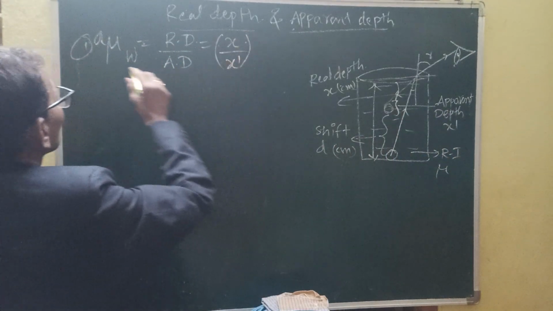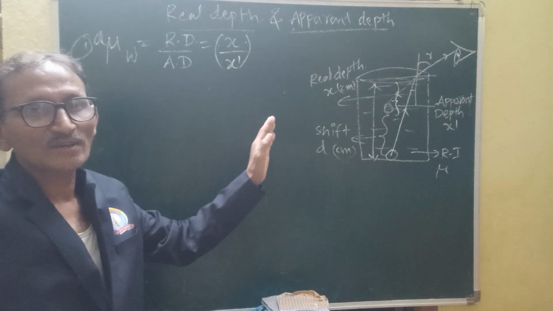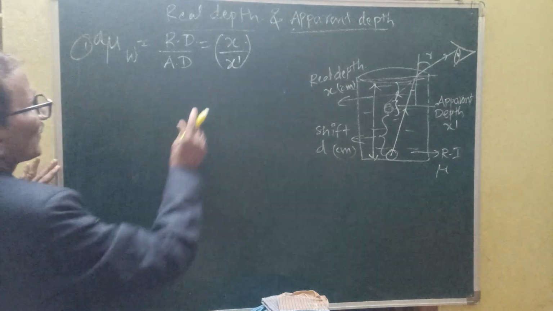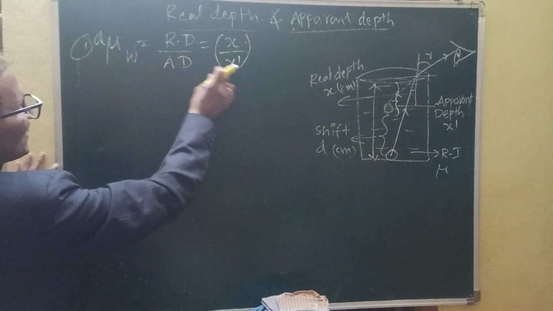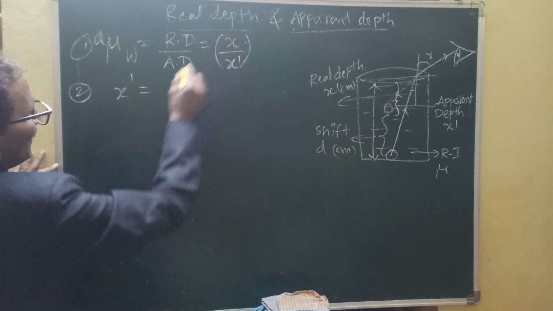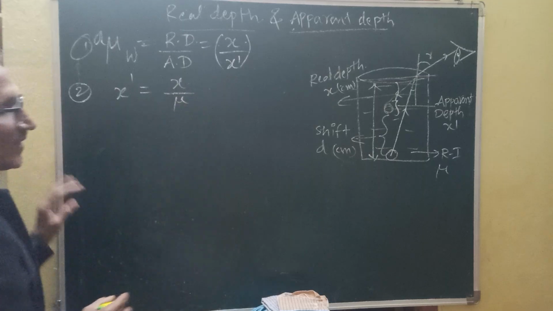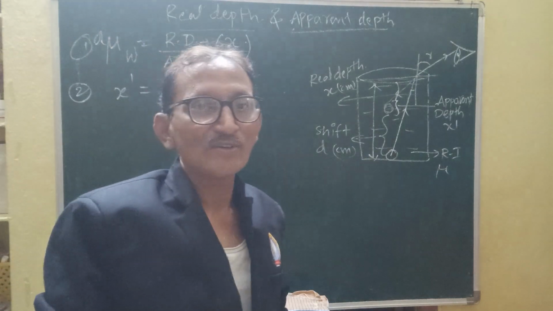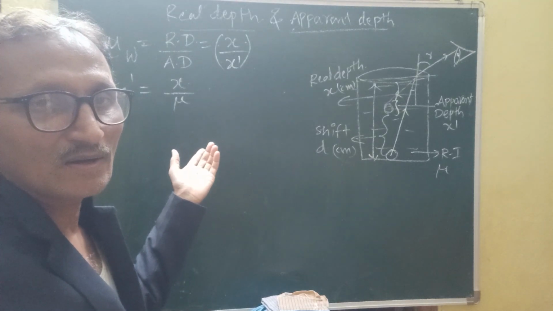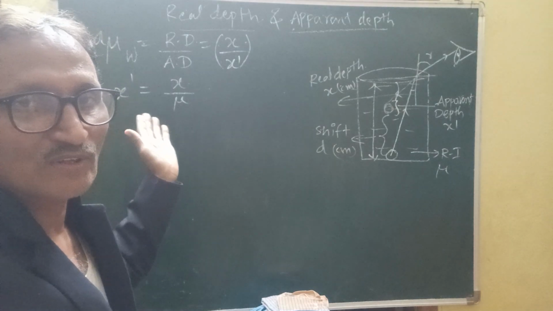So I have one formula. Refractive index is equal to real depth by apparent depth, the original depth of the coin to the apparent depth of the coin. Now from here, if I interchange this, apparent depth of the coin is equal to real depth by refractive index of the water. I have taken the second equation. So if you want to calculate the apparent depth by making use of the real depth and refractive index of the water, 4/3 value, you will get the apparent position of the coin.